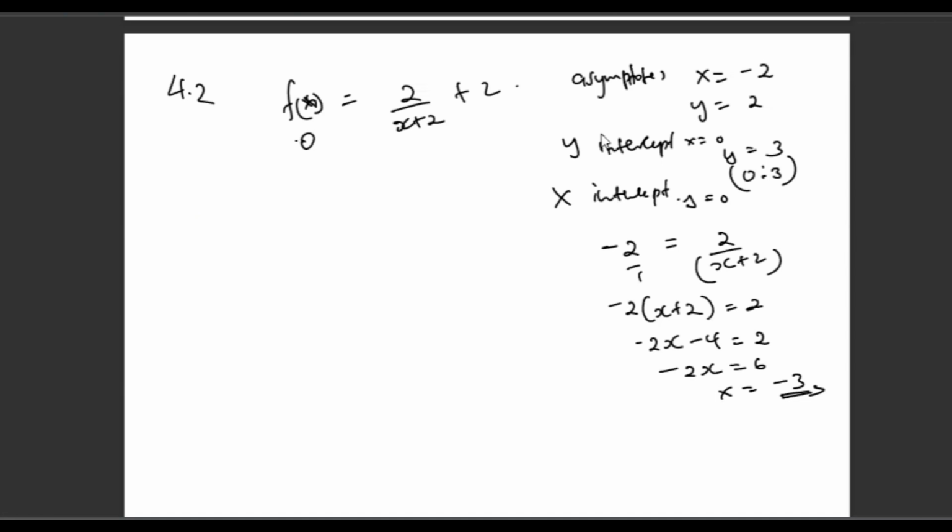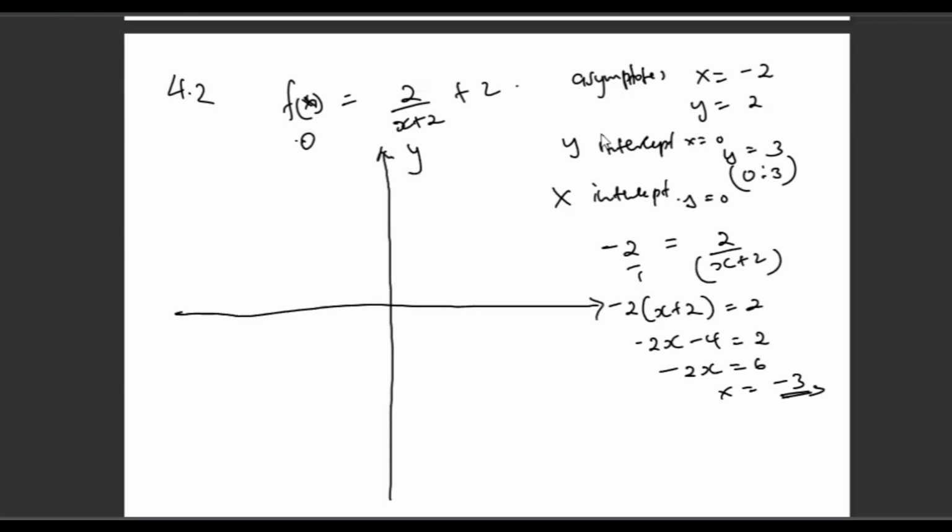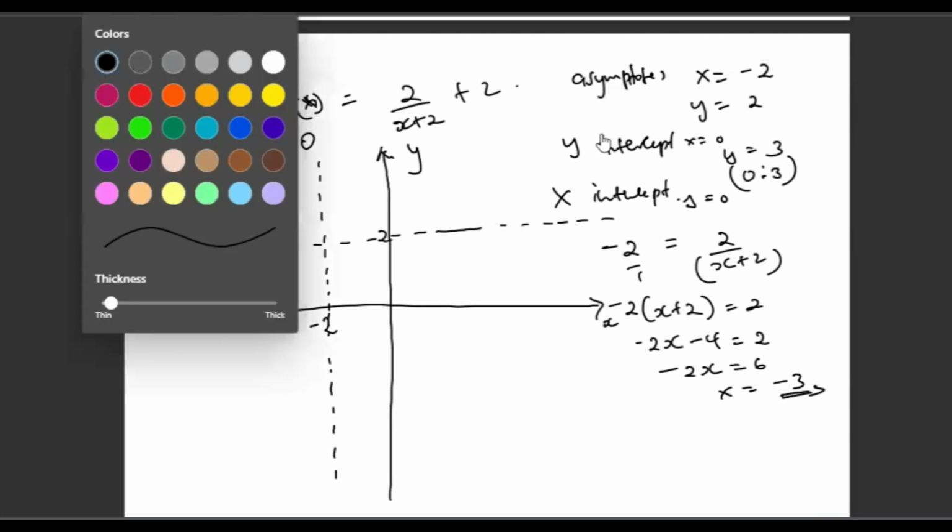I think that's all that we need. We have our intercepts, we have our asymptotes. Let's sketch. I'm going to call that my y, and let's have this as our x. The asymptotes are -2, let's have it there, and then +2, let's have it there as our +2.